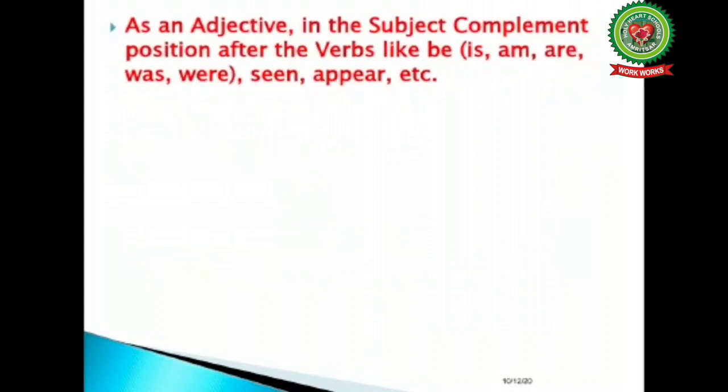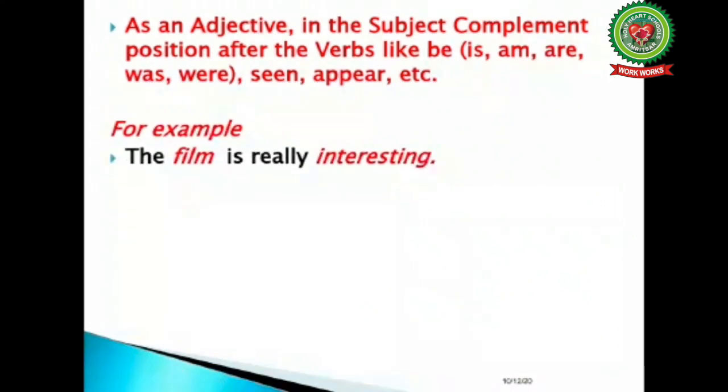As an adjective, in the subject complement position after the verbs like be, is, am, are, was, were, seem, appear, etc. For example, the film is really interesting. Children, in this sentence, the word interesting describes the noun film, so it acts as an adjective and it completes the sense of verb is. Thus, it acts as a subject complement.